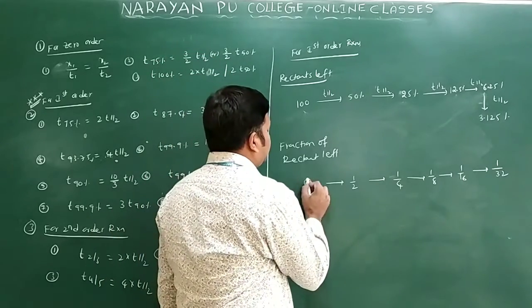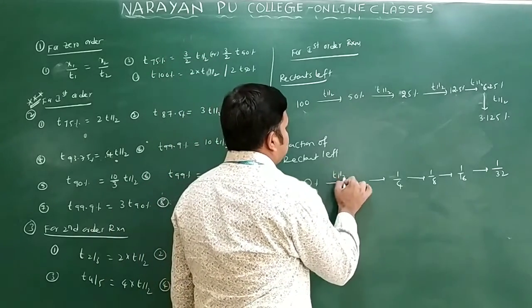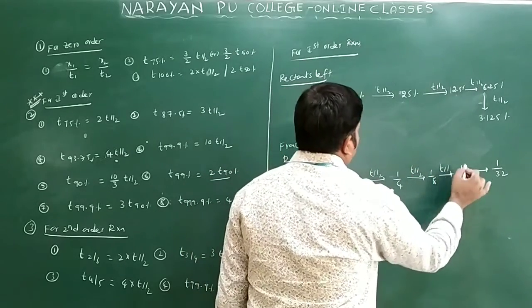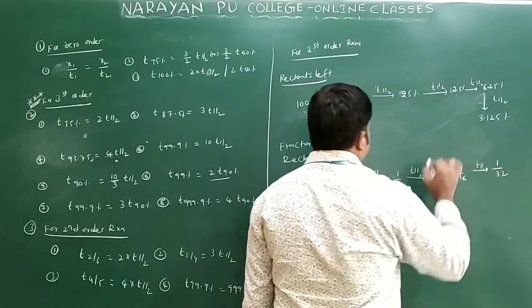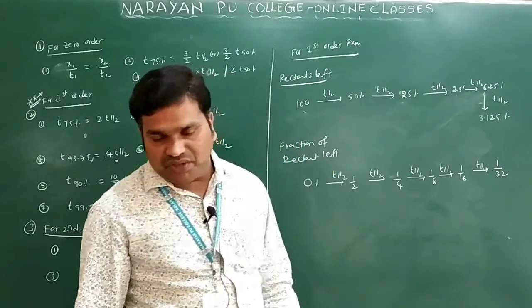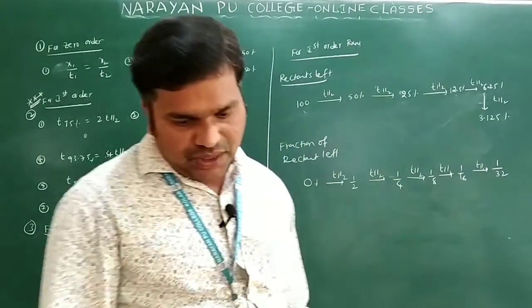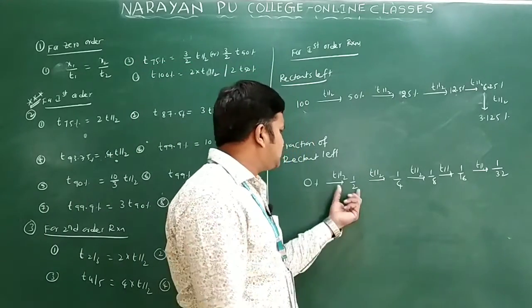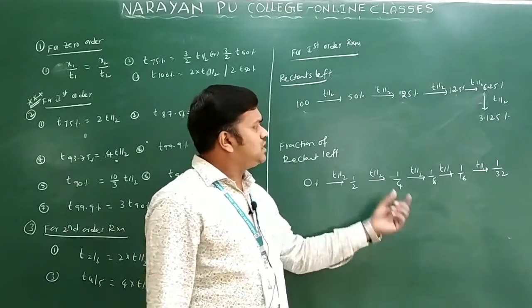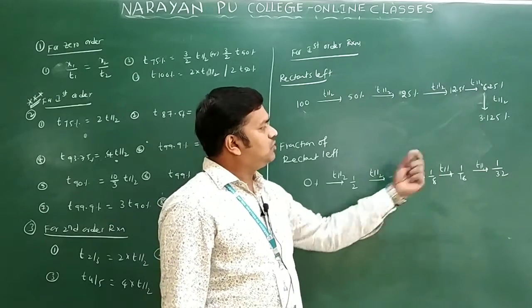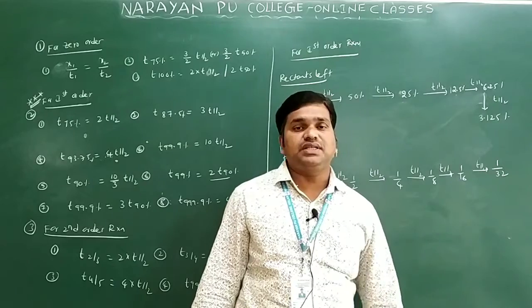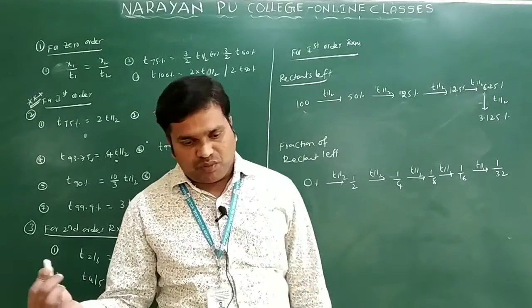Suppose I am taking here some 0%. This is T of, this is T of, this is T of, this is T of, and this T of. 1 by 2, 1 by 4, 1 by 8, 1 by 16, 1 by 32. Here we can say this is T of 50%. This is 25%, 12.5%, 6.25%, 3.125%, like that. Clear? And we'll see one more reaction here.